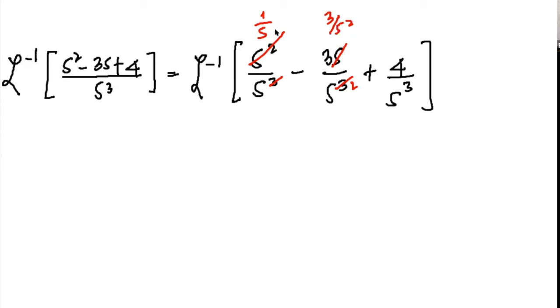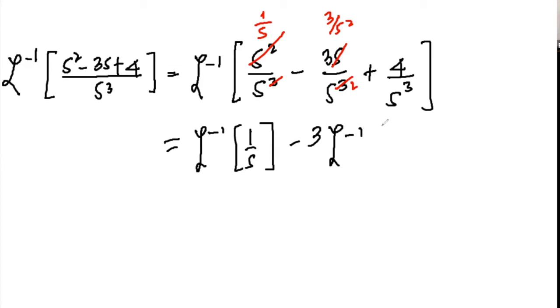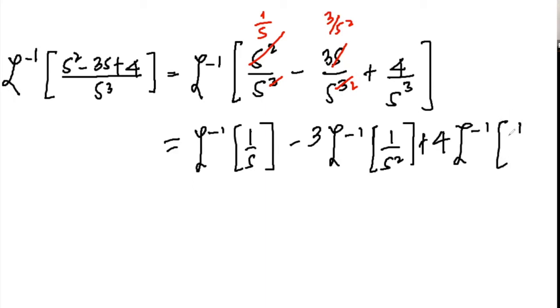Now going back, we can take the inverse of each term. So it's the inverse of 1 over s, and here you have minus 3. You put the constant before the operator, so inverse of 1 over s squared. And lastly, plus 4 inverse of 1 over s cubed. For the first term, this is the Laplace of the constant, so you just write 1. Inverse Laplace of 1 over s is 1.